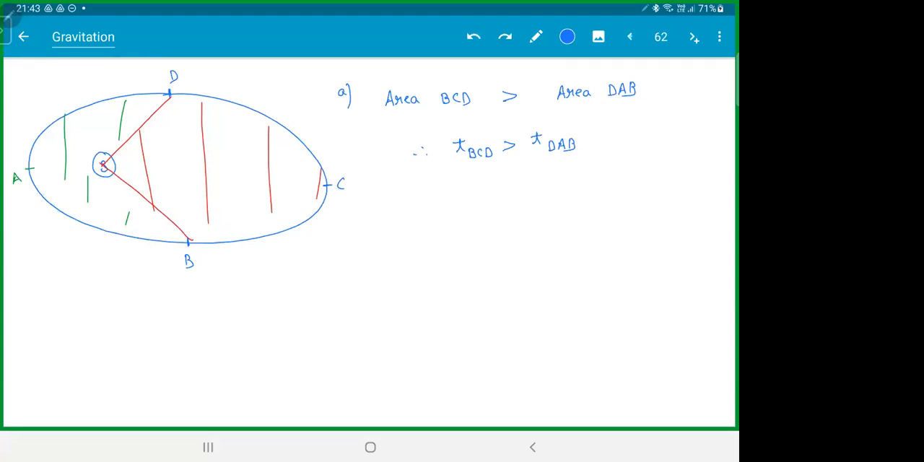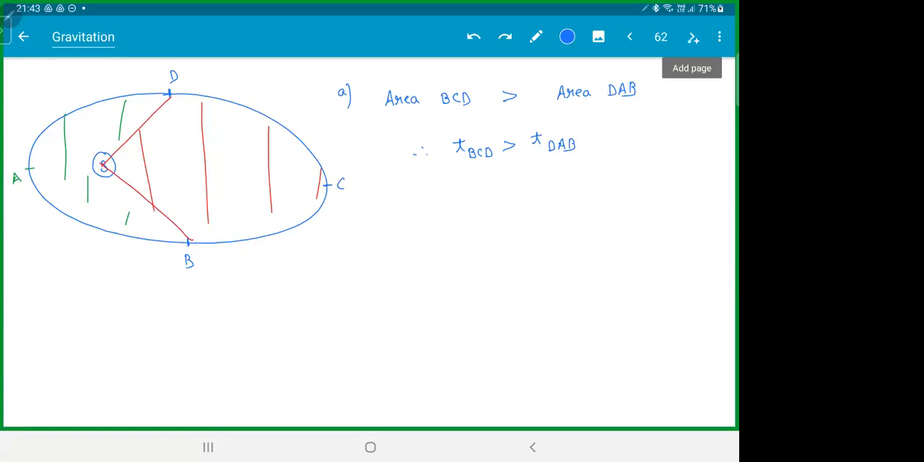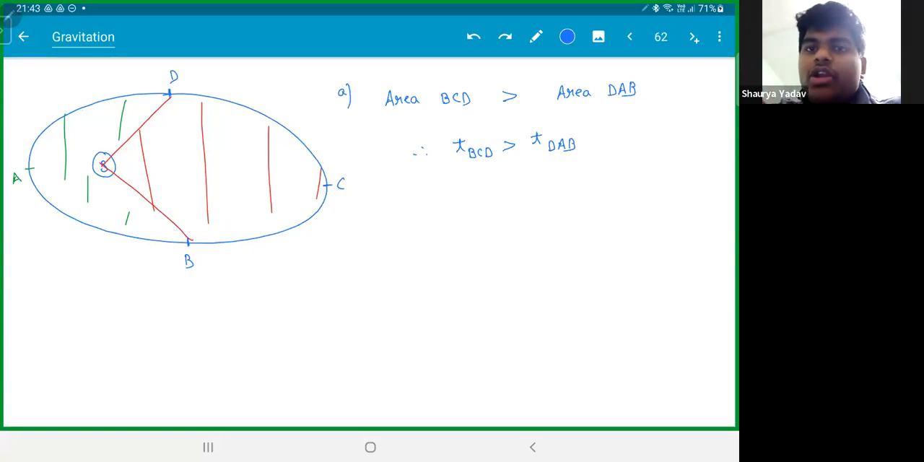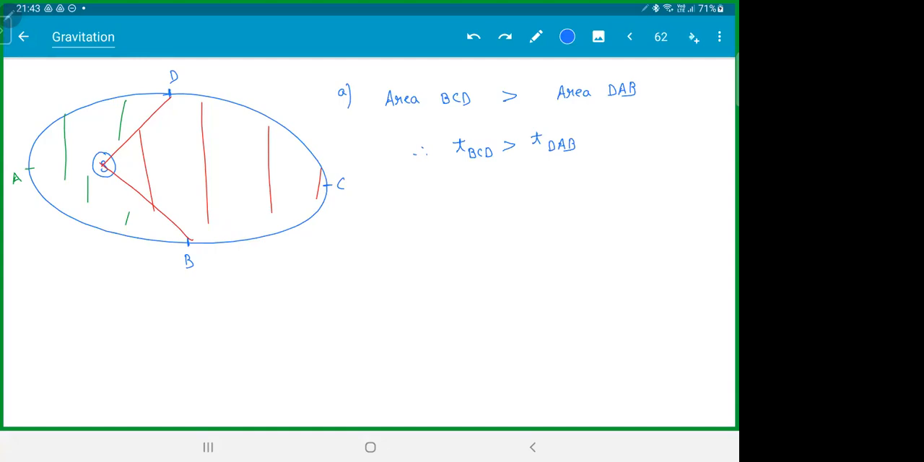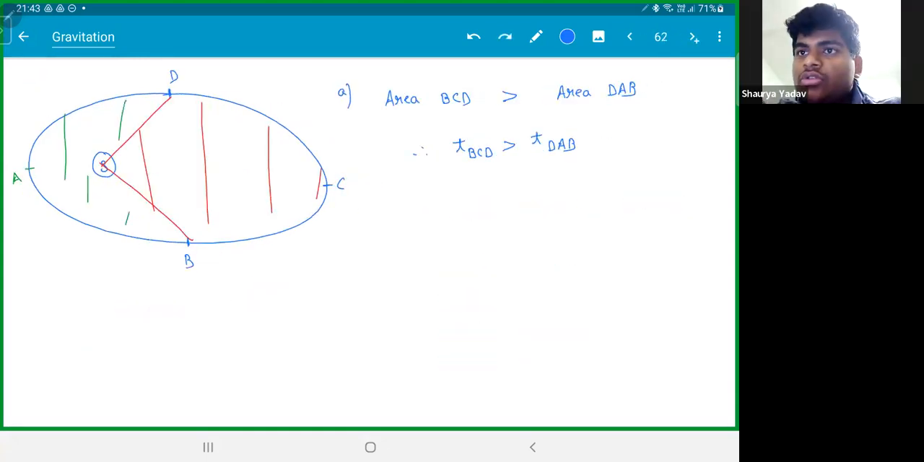Now what about this thing? You can still say something about speed. Sir, at point C and point A we can tell, no? By angular momentum, you can say this much. Yeah, from there you can guess actually. What about work done, people? A to B, B to C, C to D. Any guesses?